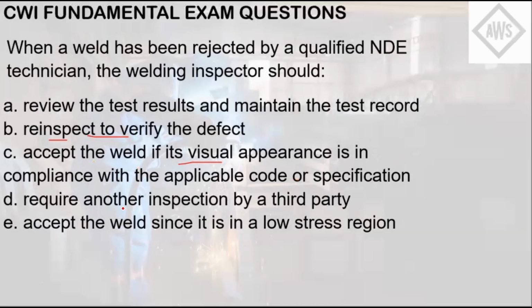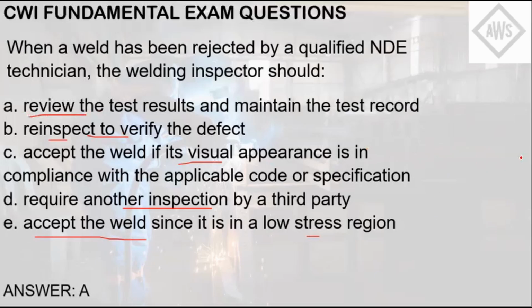Letter D is just expensive and unnecessary. So you don't need another inspection by a third party unless you have a dispute with the first NDT inspector. So that's just not very efficient or very cost effective. And letter E, we don't have enough information for letter E to be true. So the answer here is letter A.